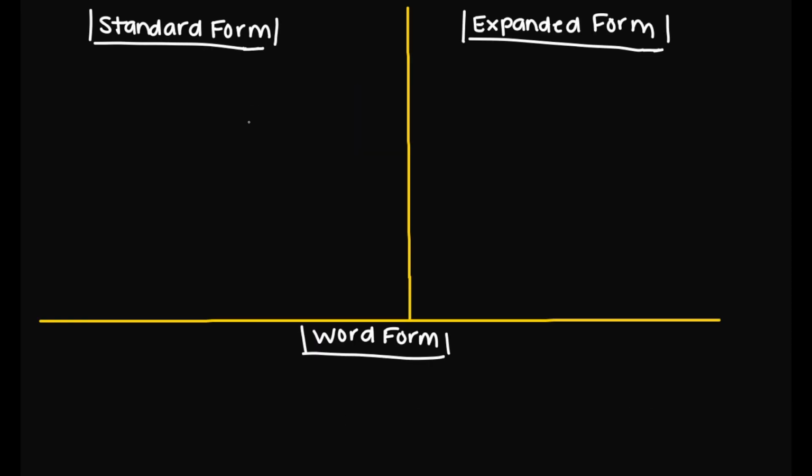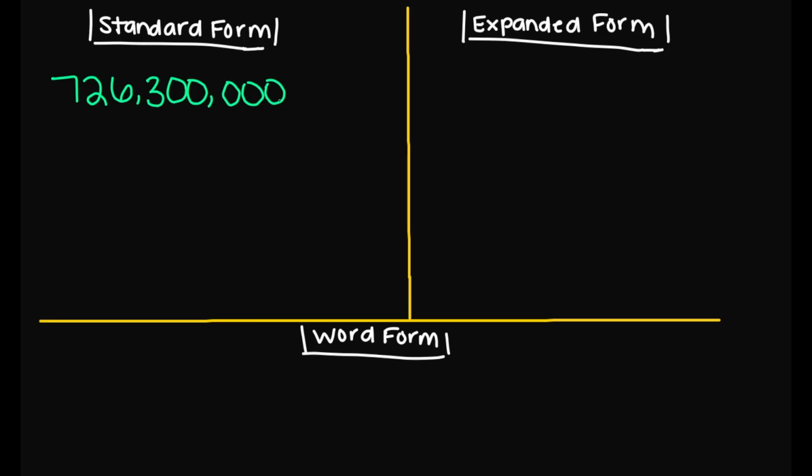So let's say for an example, your standard form is 726,300,000. So let's say this is your example here. This is your standard form.